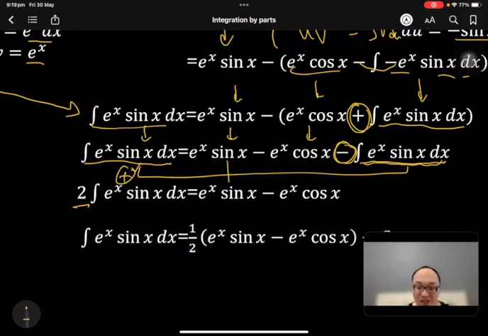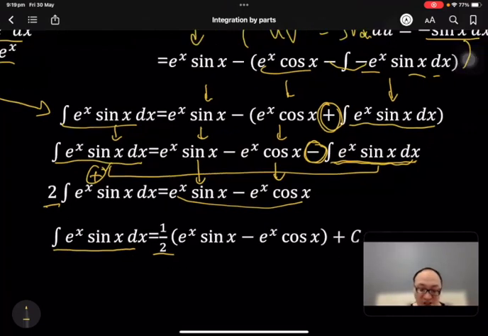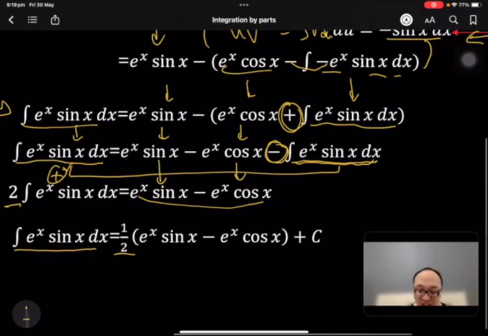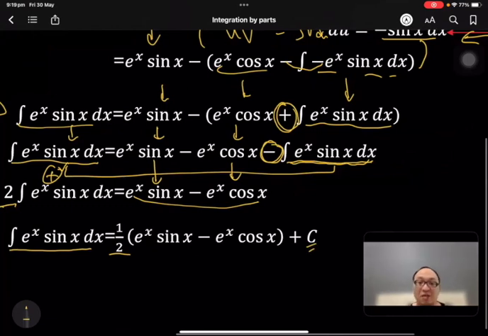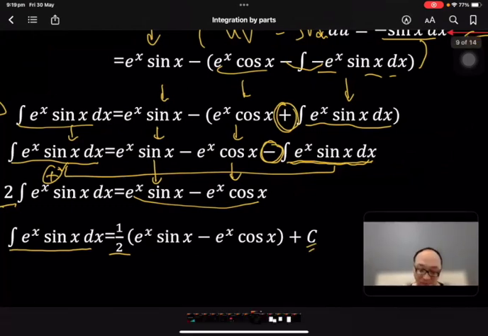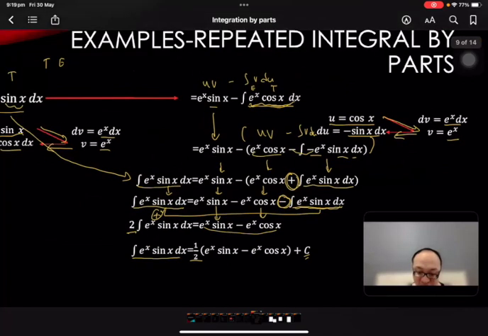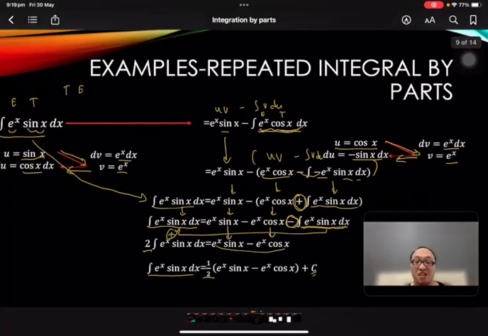So we just copy this and we just copy that. Now since the equation is 2 integral e to the x sin x dx, we just divide this by 2. So half e to the x sin x minus e to the x cos x, and then we just add plus c. So this is repeated integration by parts.